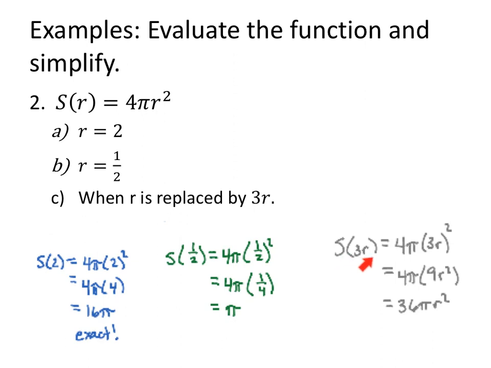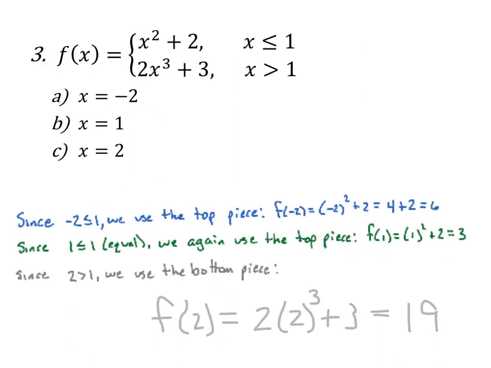And when r is replaced by 3r, we square 3r, so that's 3r times 3r, which is 9r squared. 9 times 4 is 36 pi r squared, our new formula.